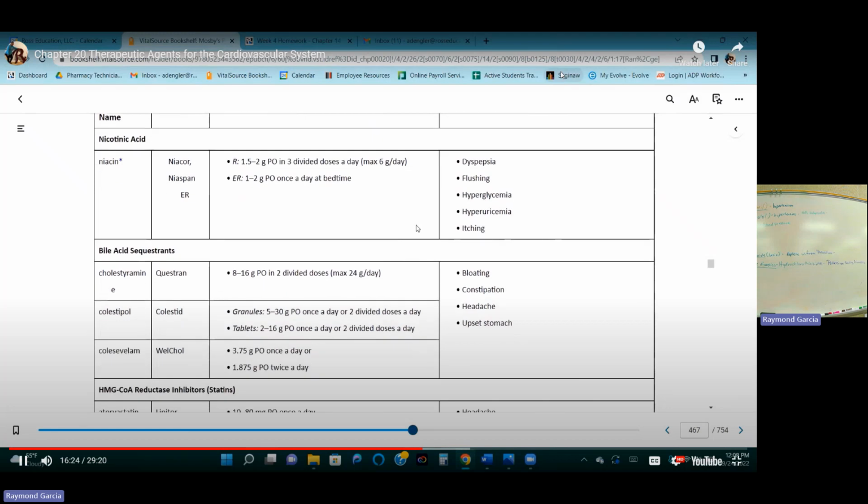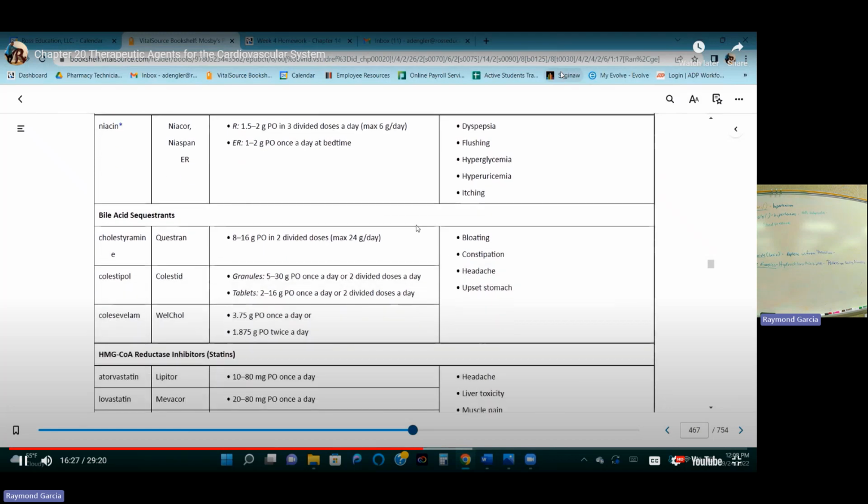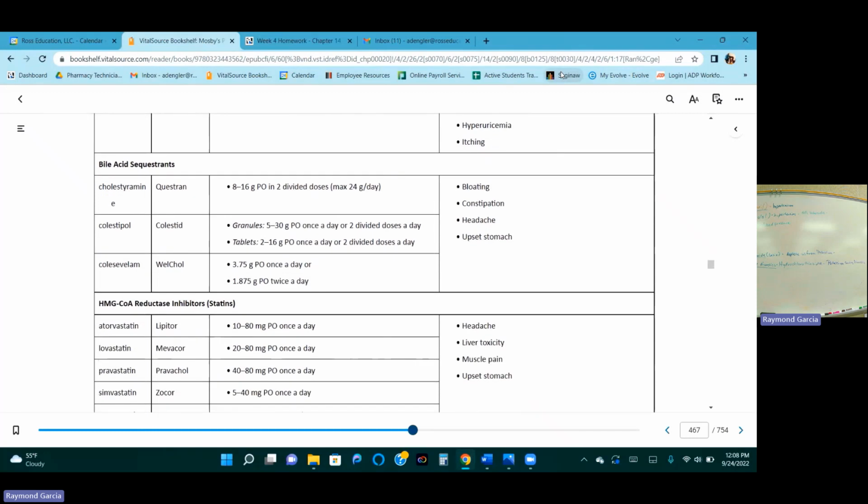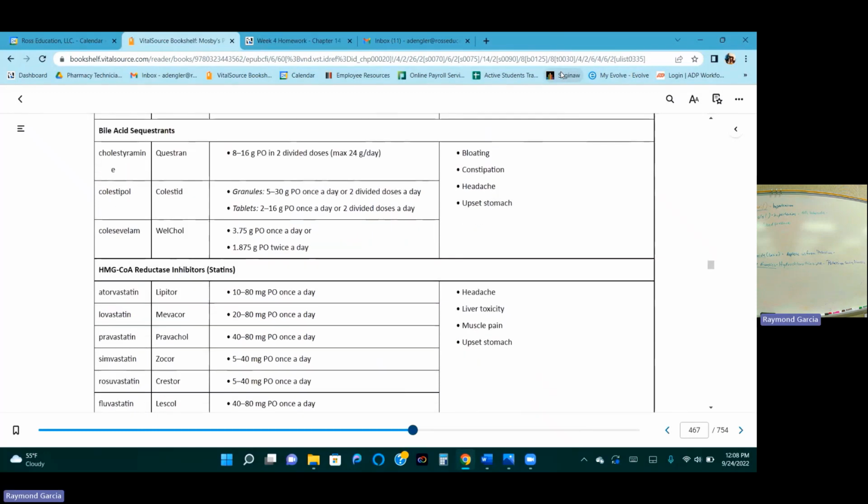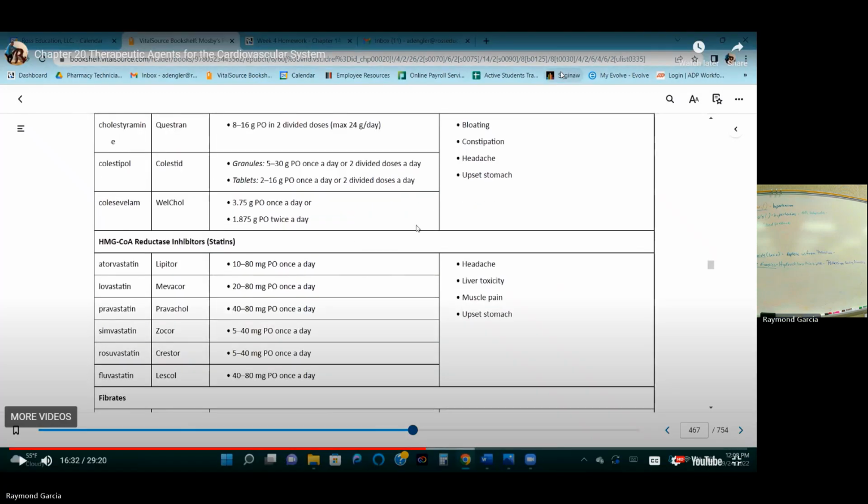Acid sequestrants, we have Questran, Colestid, Welchol. So cholestyramine, colestipol, colesevelam, all are pretty much like fiber type of medications. So they deal with bloating, constipation, upset stomach.